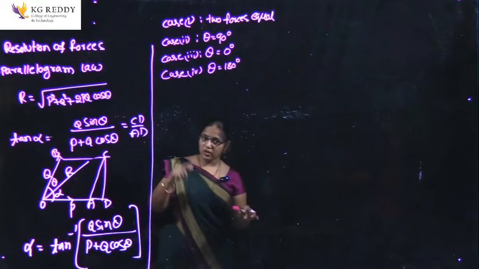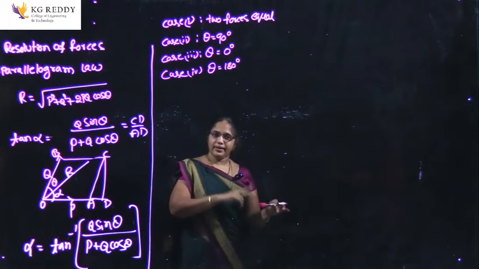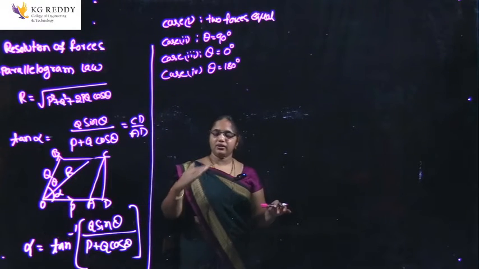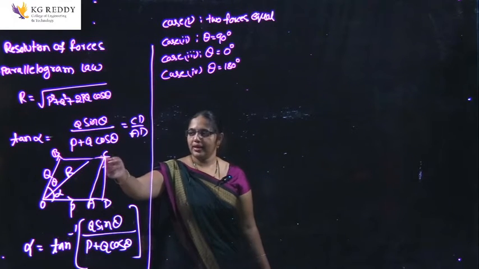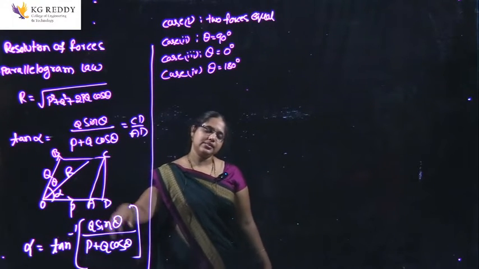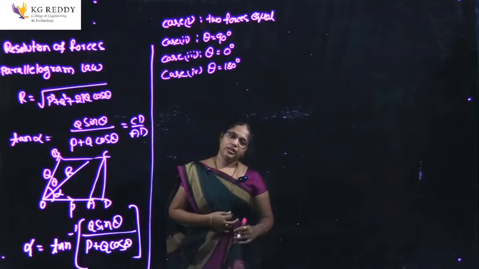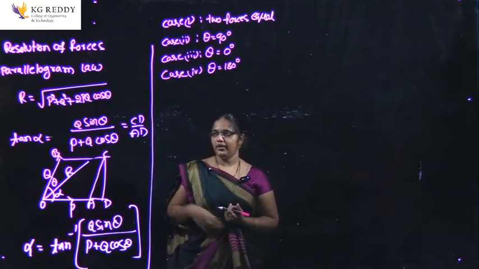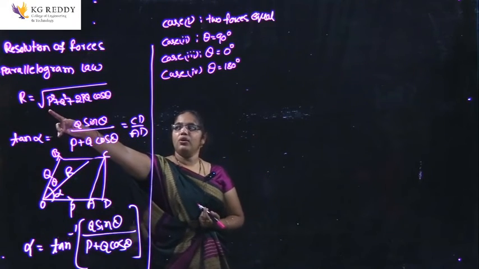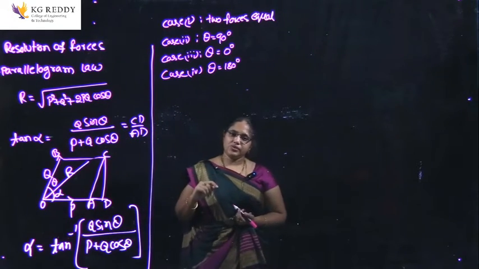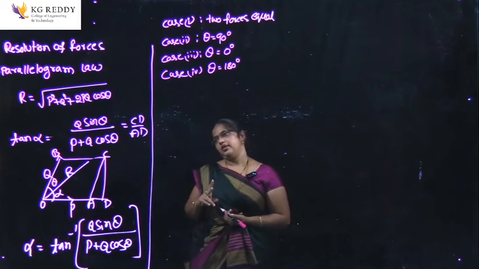resultant, which also has magnitude and direction, and acts as the diagonal of the parallelogram. We joined the lines BC and CA. Therefore, the parallelogram law is formed and the resultant is derived as R equals under root of P square plus Q square plus 2PQ cos theta, right.